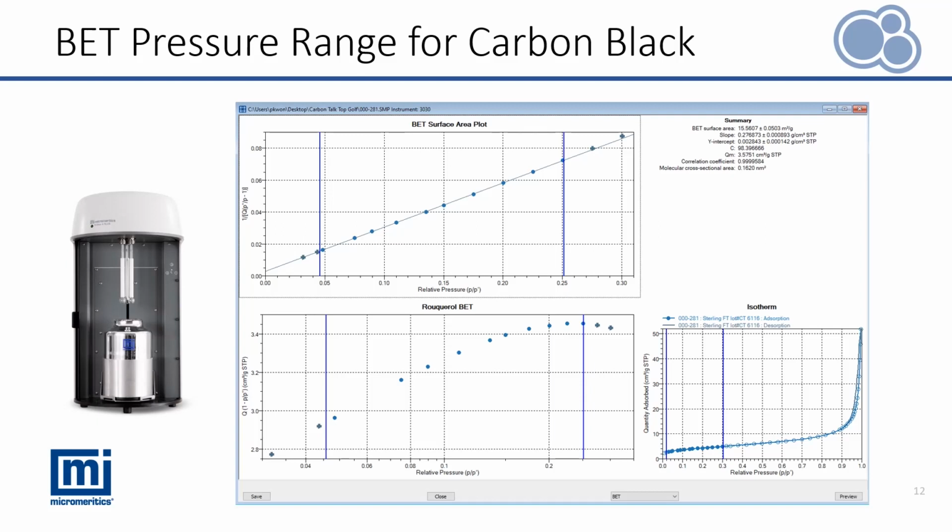Carbon black is frequently used as a reference material for gas adsorption, and this particular sample is the non-graphitized Sterling FT analyzed on the TriStar. The Rouquerol criteria require selecting the pressure range up to the apex of the Rouquerol transform plot, and with this typical-looking Rouquerol plot, with the shape of an increasing concave graph, the maximum is easy to locate.